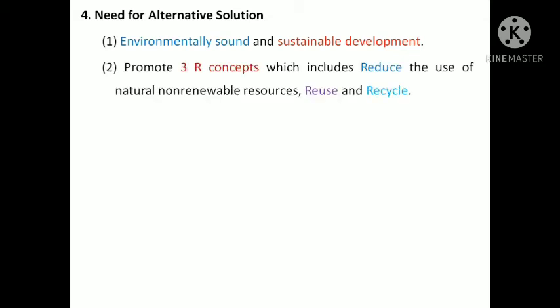Need for alternative solution. What we have to do as an alternative is choose environmentally sound and sustainable development. We have to promote the 3R concept, which includes: reduce the use of natural non-renewable resources; then whatever waste is there, we should reuse that waste; and afterward, whatever waste remains, recycle it for further use. Then we have to minimize the waste.